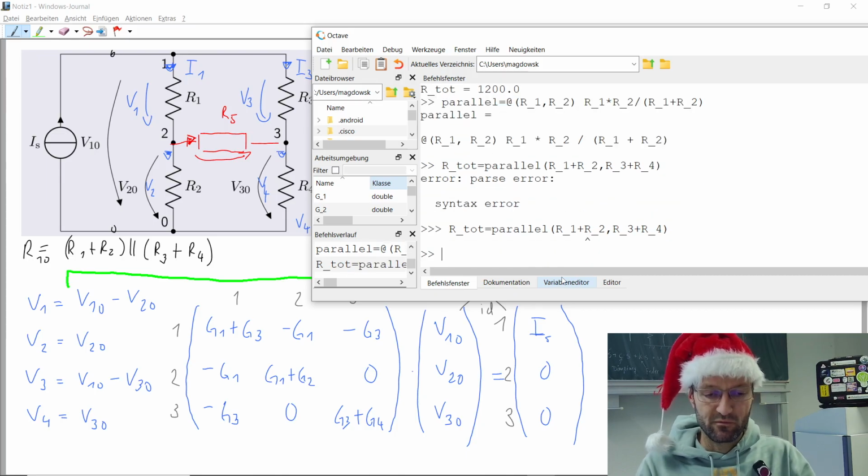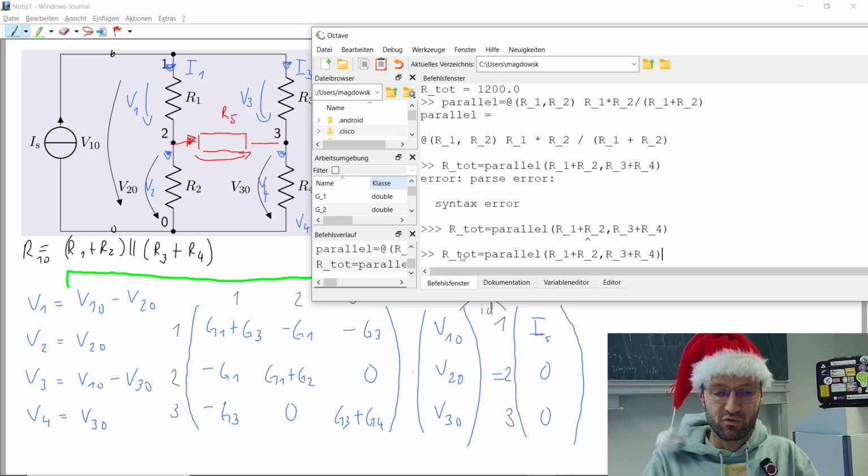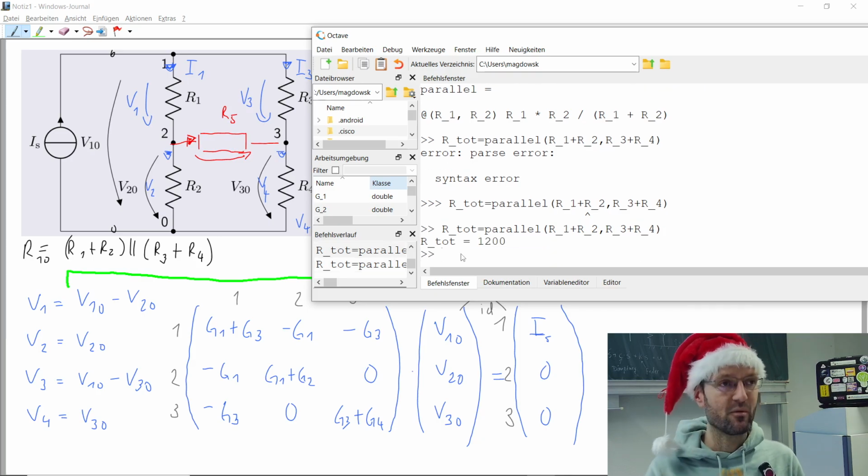And then I've once again did something wrong because I pushed some button in between on my keyboard that I should not have pushed. Plus R2 and R3 plus R4, and it's always easier to retype than to find the mistake. Okay, and there we get also 1200 ohm.